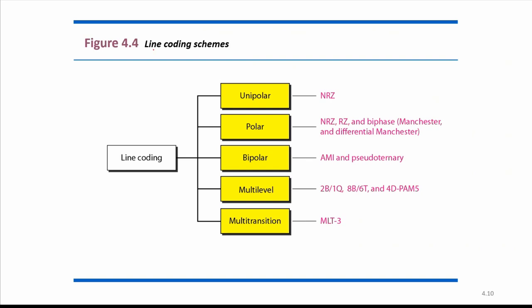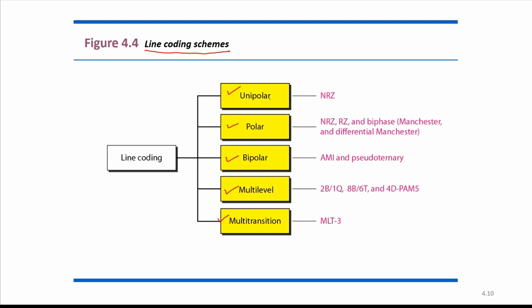So here are the different types of line coding schemes. There are basically five different line coding schemes. One is called unipolar, next is polar, then bipolar, then multi-level and multi-transition. One by one we will go through each of them.